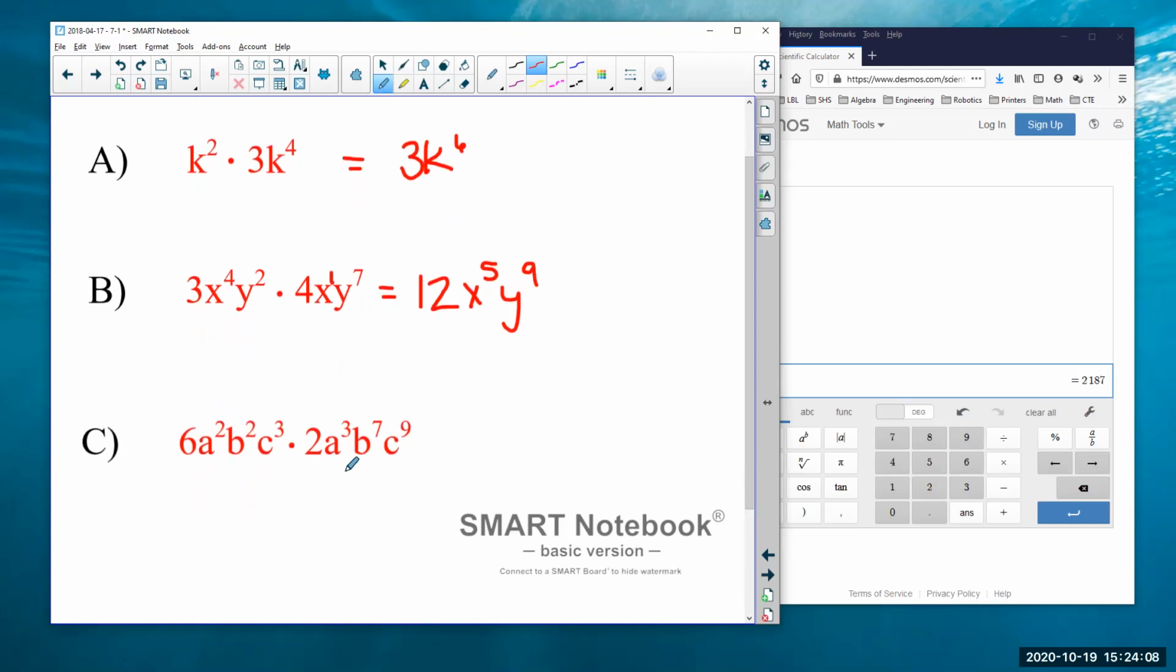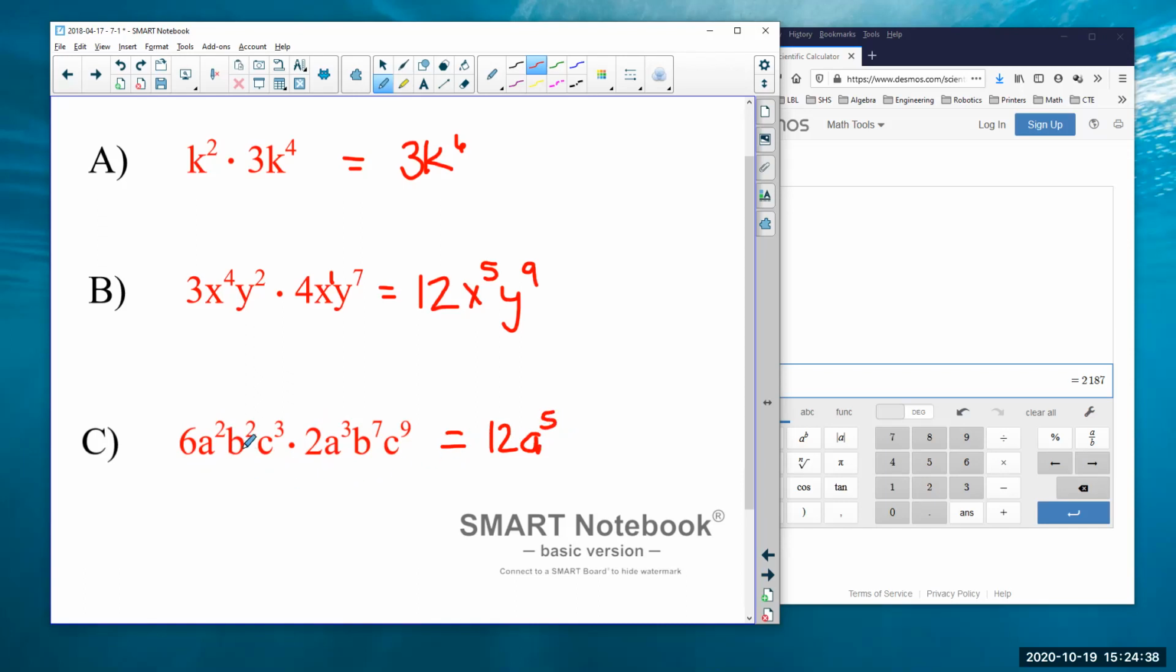And then the last one, you know, this looks kind of scary. There's a lot of stuff going on here, but break it down and just do each variable independently. So I'll do the constants here. I'll do the number. 6 times 2 is 12. And then I have a squared and a to the 3rd. So I have 2 plus 3. That's going to be a to the 5th power.